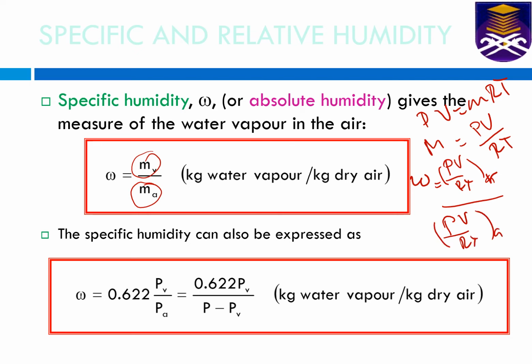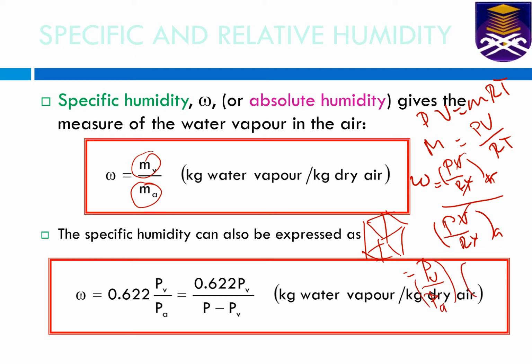Let's assume the temperature is constant. The volume is also constant, because this is contained, let's say, in a box. So the volume is similar; it is mixed at similar temperature in a similar container. So V and temperature cancel out, and the remaining is P, so it is PV over PA.